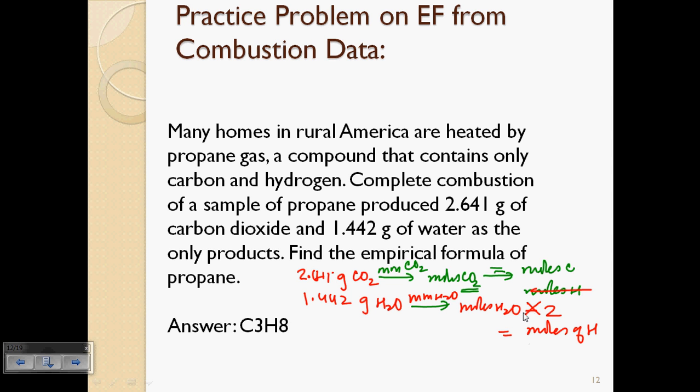Why would you have to multiply moles of water by 2 to get moles of hydrogen? Because in 1 mole of water there are twice as many moles of hydrogen, H. In 1 H2O there are 2 H's.